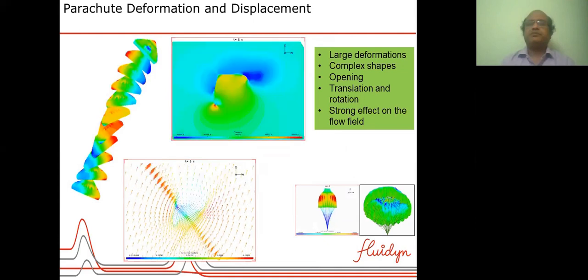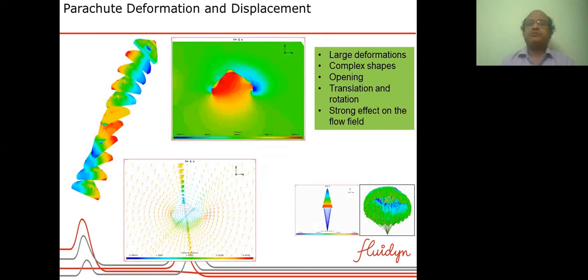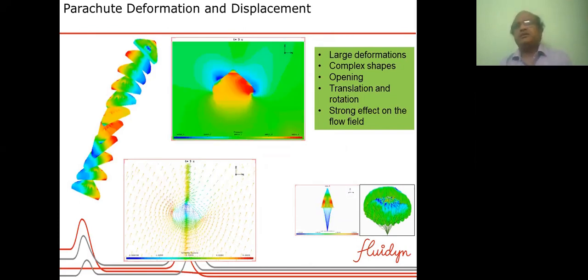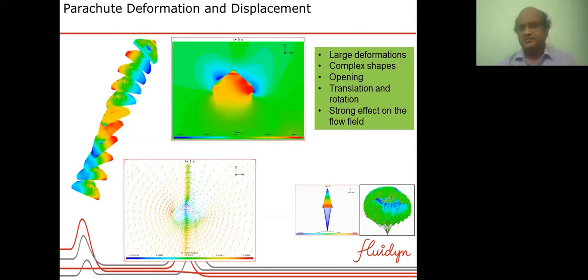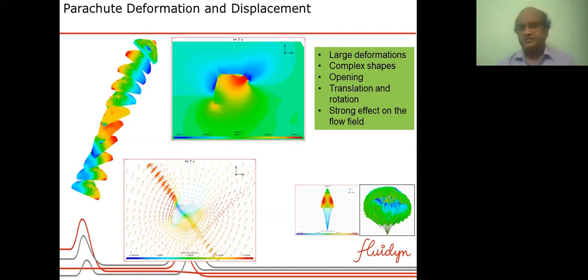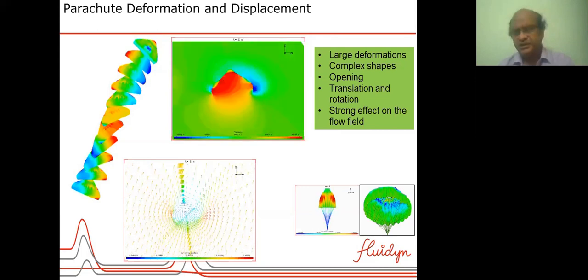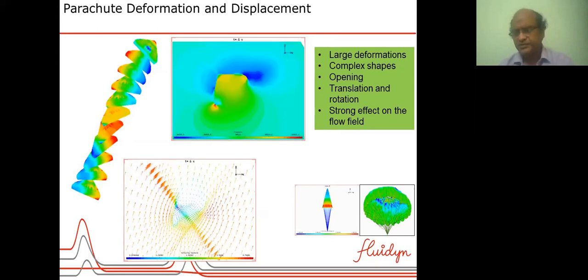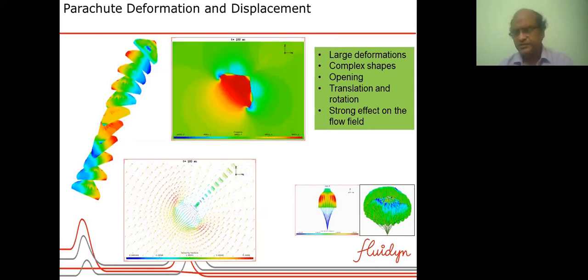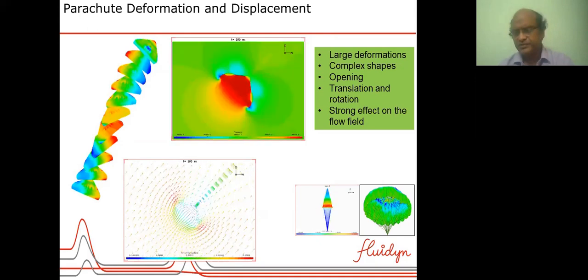There could be translation, and also there could be rotation, and there is a strong effect on the flow field also. However, for these kinds of problems, again we use finite volume methods to solve the flow field and finite element methods with different features. Here you need to model the fiber, the cloth has to be modeled. At the same time, the ties should also be modeled.